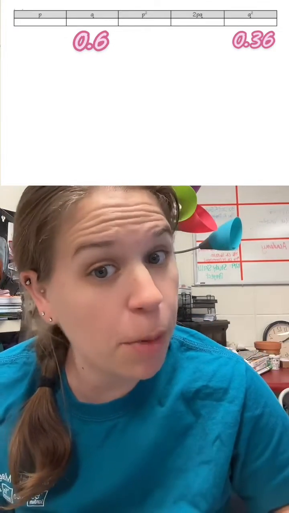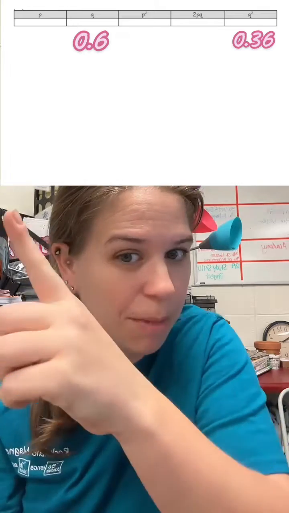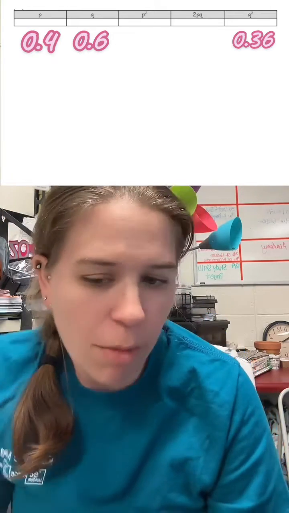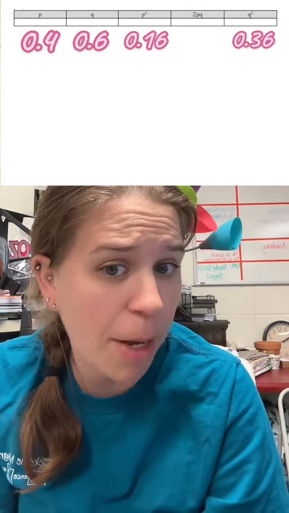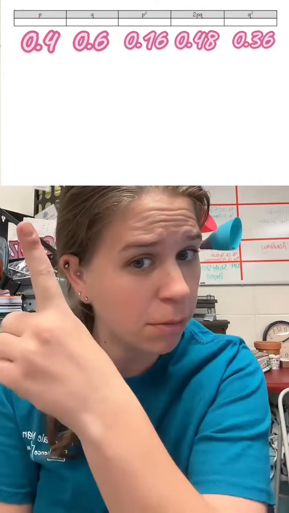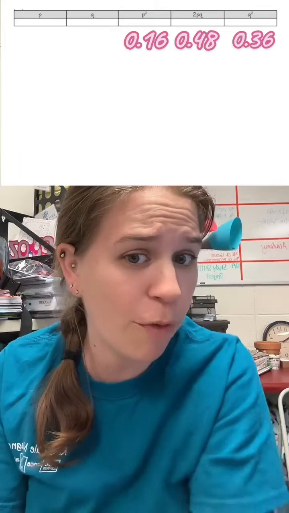Then I know that p + q = 1. So 1 minus 0.6 is 0.4. To find my p², I just square p. So 0.4 squared gives me 0.16. Then to find my 2pq, I multiply 0.4 times 0.6 times 2, which is 0.48.